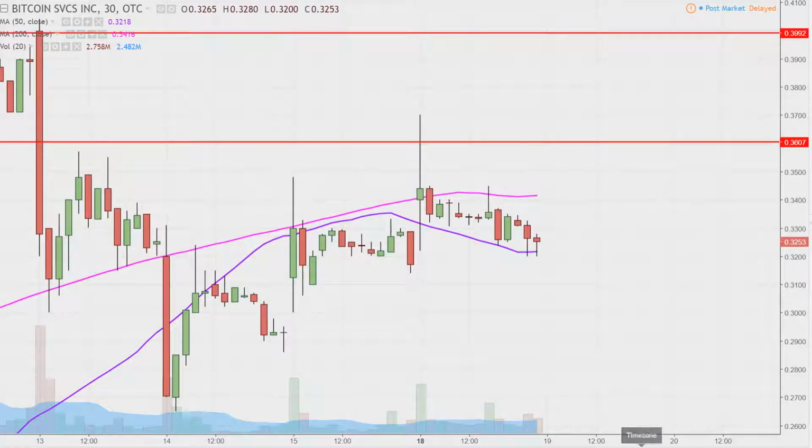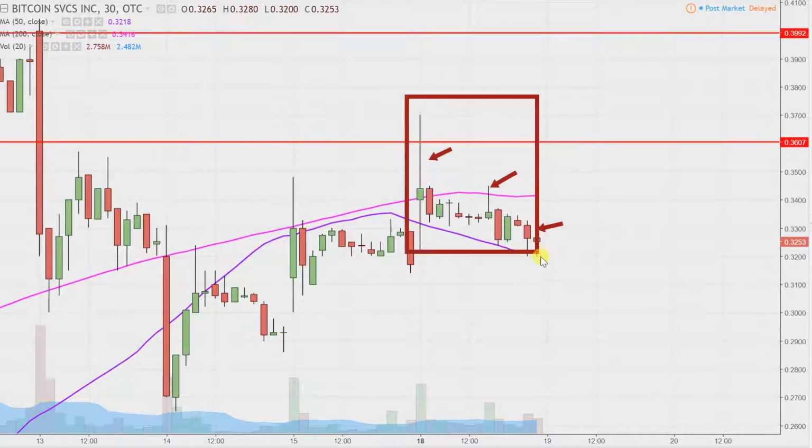Real quick, what do I mean by 30-minute in case maybe you're new to charts? Instead of each one of these candlesticks here representing one day's worth of price action, which is what you would normally see, each one represents 30 minutes. So while this may look like several days' worth of time, it's actually today's price action broken down into 30-minute time slices.